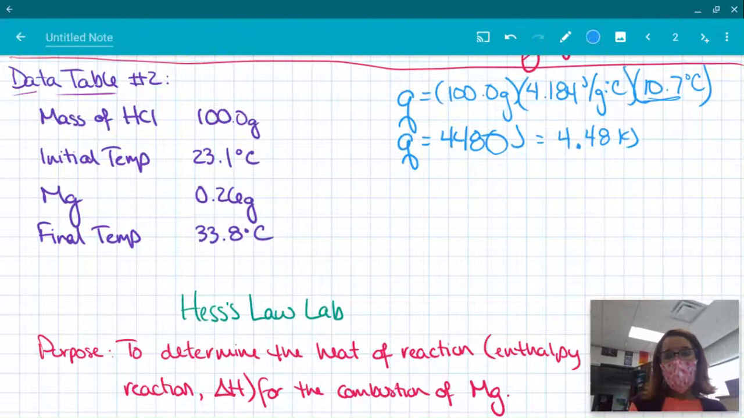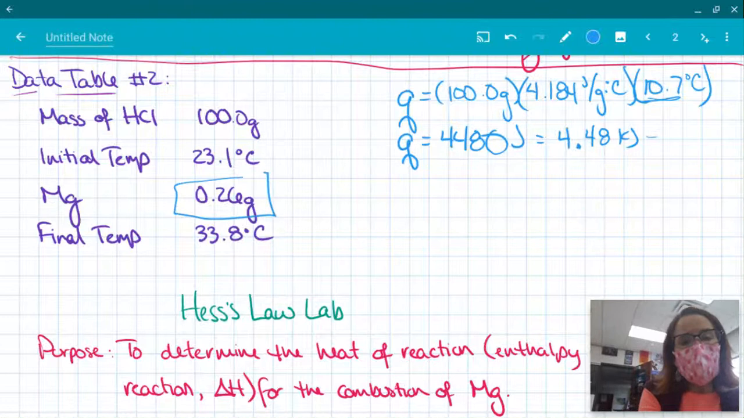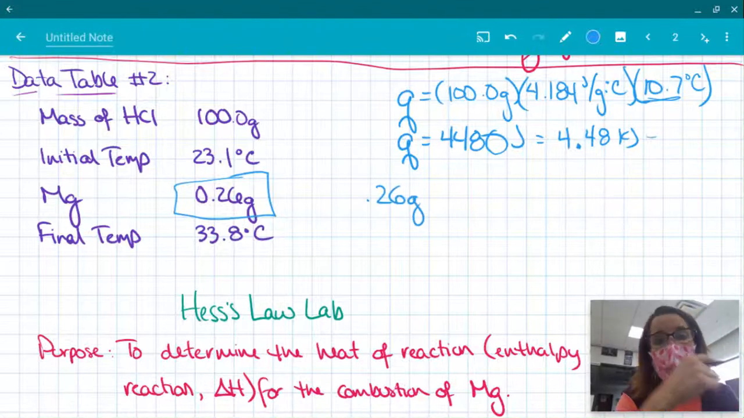Okay, so now what we want to do is figure out how many kilojoules per mole, and we're going to add that minus sign to this answer right here. So I'm going to start with the mass of magnesium, which will be different than yours. My mass was 0.26. I think most of you had a mass right around 0.2, somewhere in that ballpark.